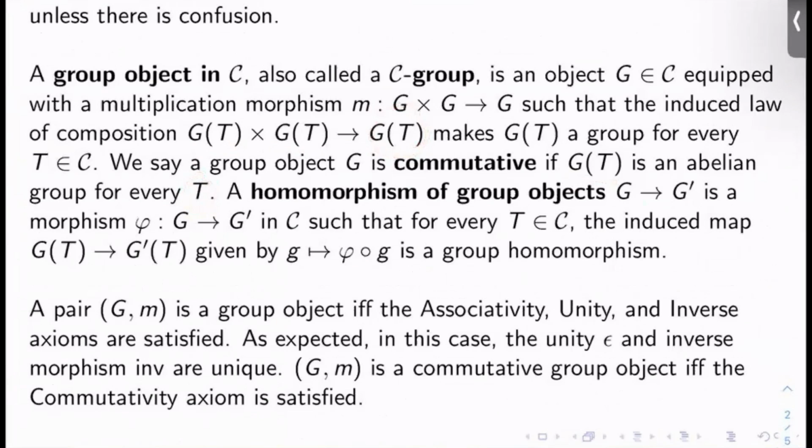And a homomorphism of group objects from G to G prime is a morphism phi from G to G prime in the category C, such that for every T in C, the induced map from G(T) to G prime(T) given by g maps to phi(g) is a group homomorphism. So basically it's a map on the group objects that descends to an actual honest-to-God group homomorphism from abstract algebra class on these groups G(T) for each T.